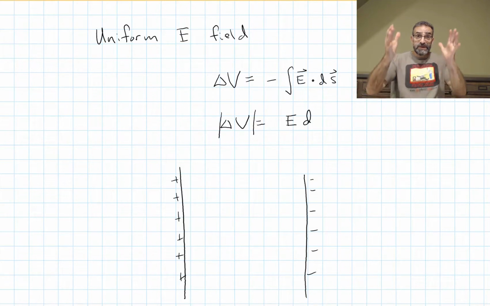How do we create a uniform electric field? Well, if we have two infinite sheets of charge, one with positive charge and one with negative charge, the area between those sheets would have a nice uniform electric field.